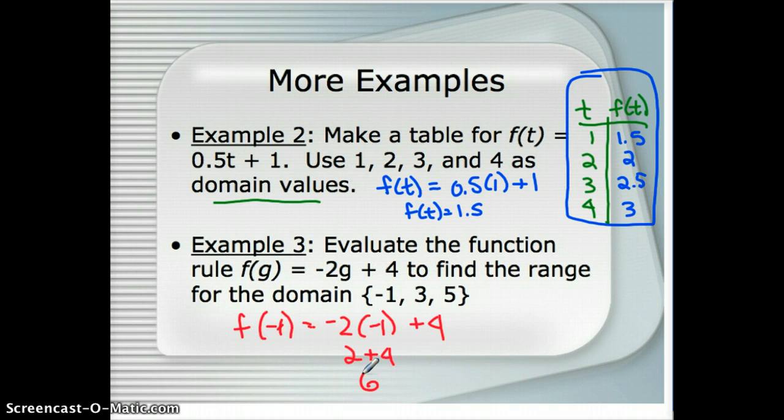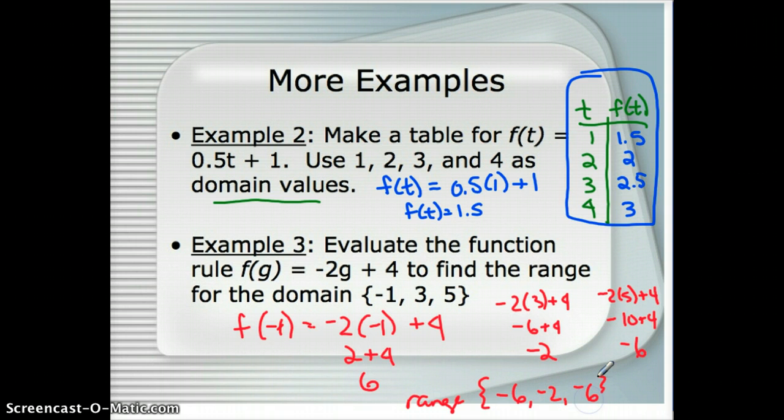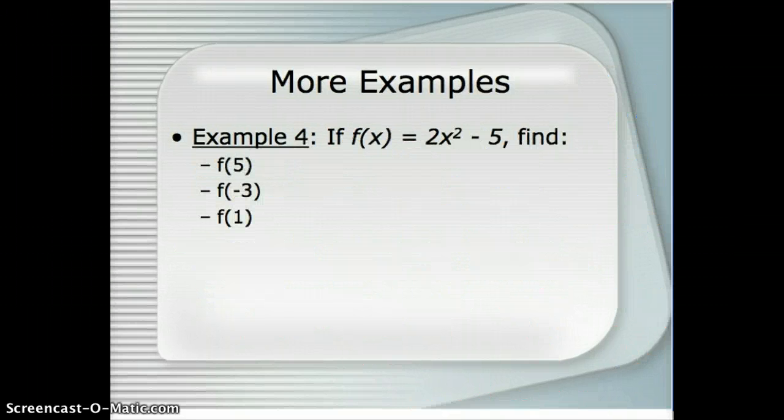If I do the same thing for 3, do negative 2 times 3 plus 4, it's negative 6 plus 4, that would be negative 2. And for 5, I'm going to do negative 2 times 5 plus 4, and that's going to be negative 10 plus 4 is negative 6. And so it looks like when I've evaluated it, my range, it's 6, negative 2, and negative 6. I'm just putting it in the same order that I evaluated it, but often you might see that least to greatest.